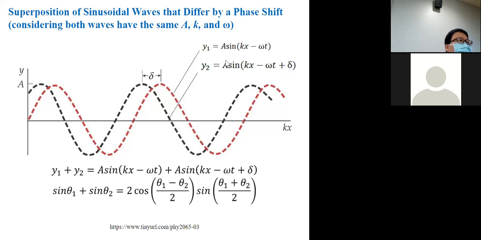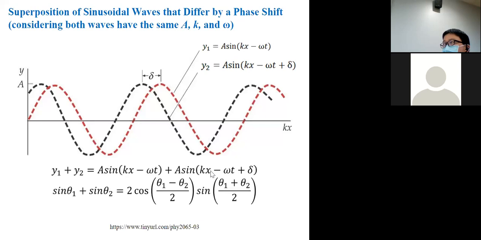So when the two waves meet at a certain point in space, they will add up. So basically you just add these two trigonometric functions. That's the result: y1 plus y2 will be equal to A sine of kx minus omega t plus A sine of kx minus omega t plus delta. Now they have the same amplitude, so you can single out the amplitude. Then you just add these two using trigonometric identities.